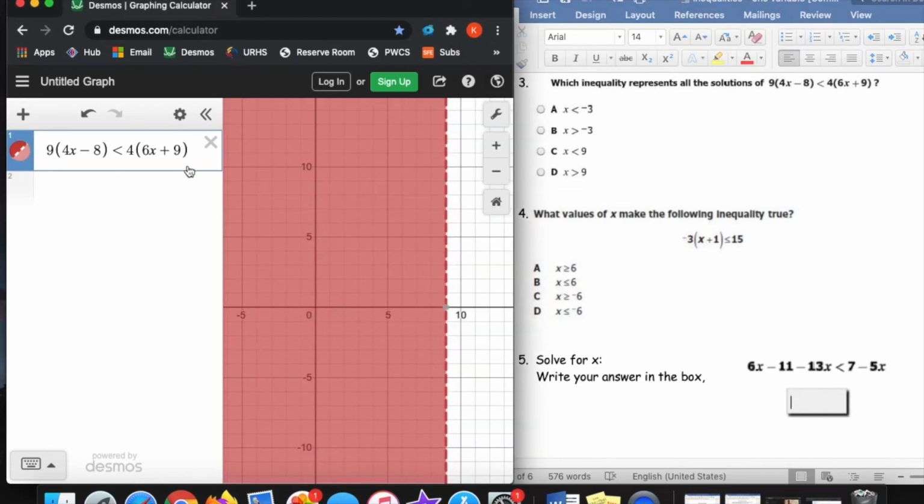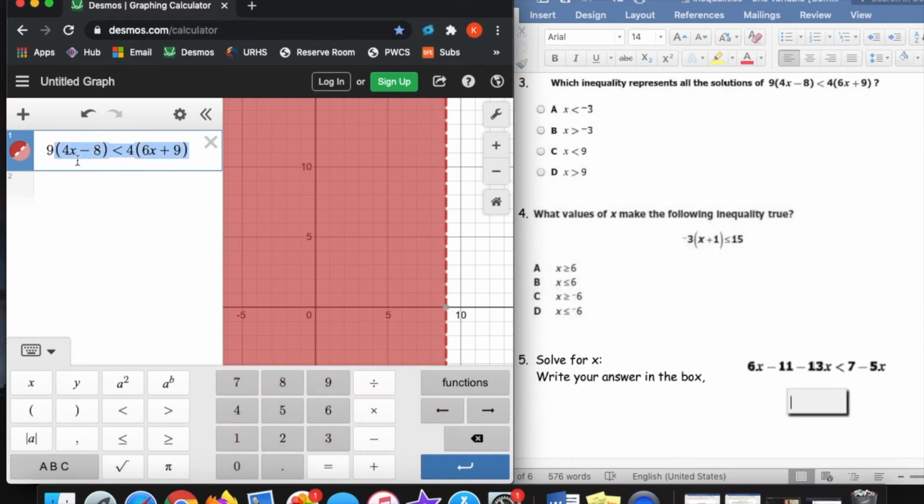So it's nice. Desmos can take care of it all for you. And again, the graph is a little different than our number line, but that is okay. It gives us what we need.